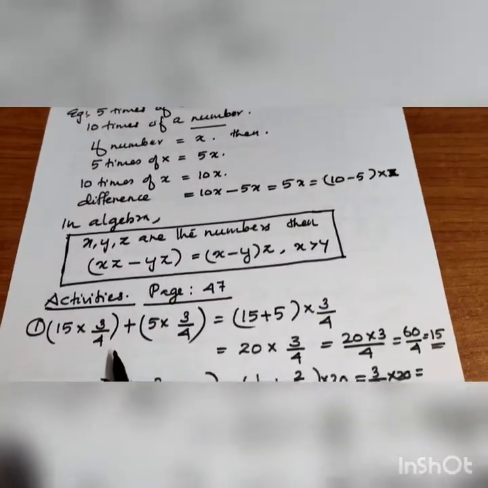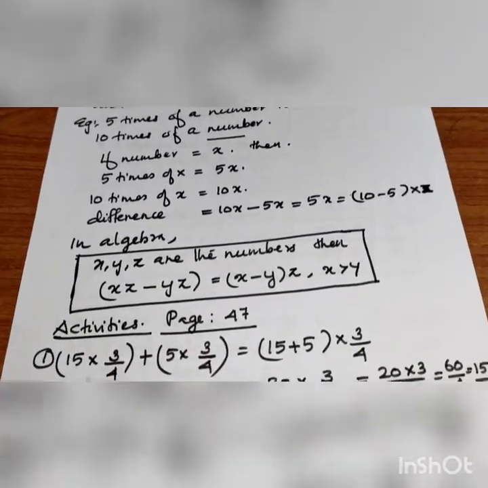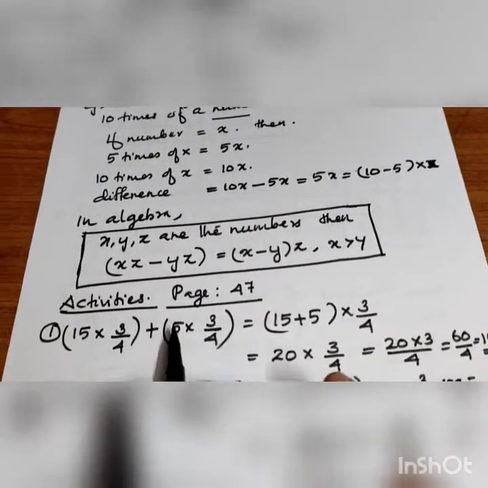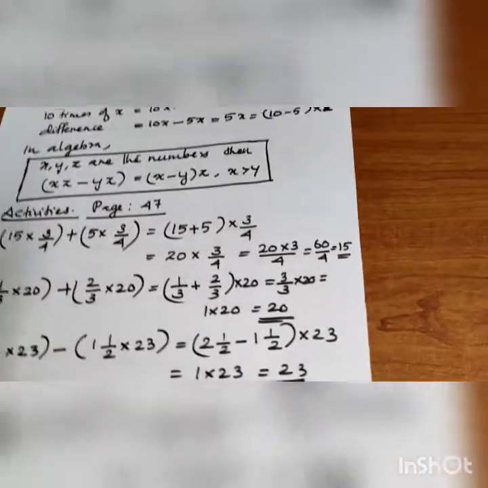15 into 3 by 4 plus 5 into 3 by 4. 15 and 5 are multiplied by 3 by 4. Instead of that, 15 plus 5 is 20. 20 into 3 by 4, that is 60 by 4, 15.